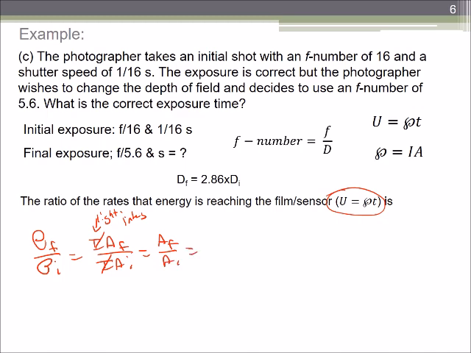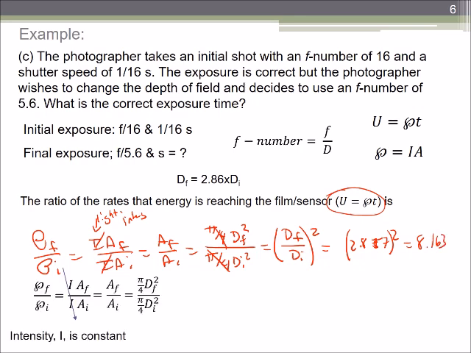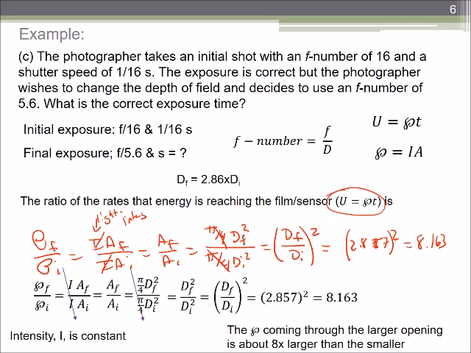And area is equal to pi over 4 d final squared and pi over 4 d initial squared. And these are all constants, so they cancel, so I get d final over d initial squared. And we just figured out what that value was. That's 2.857 squared, which is equal to 8.163. That means that the power coming through the larger opening is about 8 times more power than the smaller opening.